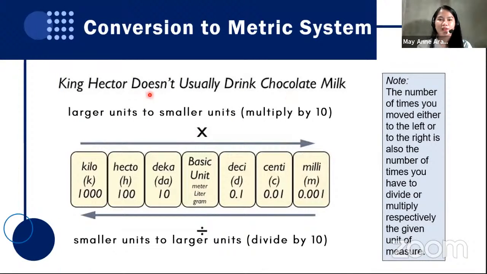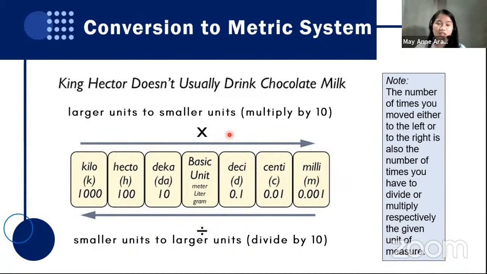Okay. So, for you to easily identify the conversion, we have here the mnemonic: King Hector doesn't usually drink chocolate milk, para malaman nyo kung ano-ano yung magkakasunod from left to right. So, King, with K, you have the kilo. Hector, the hecto. Doesn't, the deca. Usually, the basic unit: the meter, liter, gram, kasi yun na may kilogram, kilometer, di ba? Kiloliter, liter. And for the D, for drink, that's the deci. Chocolate is for the centi, and the milk for the milli.